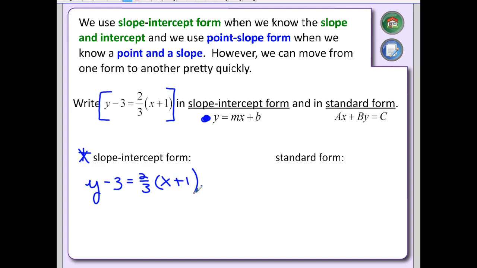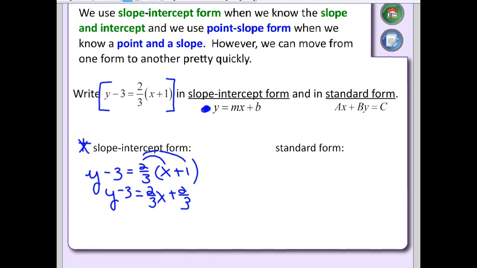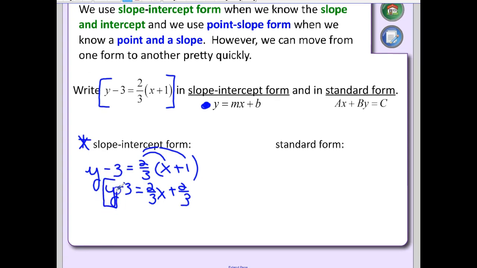So if I look at that equation written there, what should I do next? What does order of operations say that I need to do next? Yeah, we should take care of our distributive property. So we've got y minus 3 equals, well, 2/3 times x is 2/3 x. 2/3 times 1 is 2/3. Now, if you look there, we've almost got y alone. Remember, we've got to get y by itself to be in slope-intercept. Who needs to move? Yes, we need to move that 3. What's my inverse operation? Yeah, let's go ahead and add 3 to both sides. Now, what's the situation?